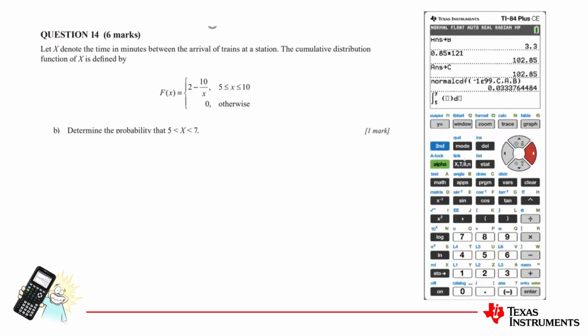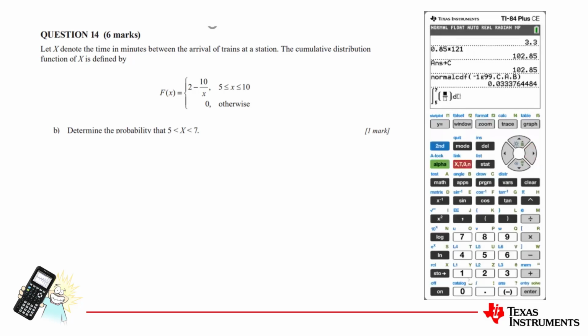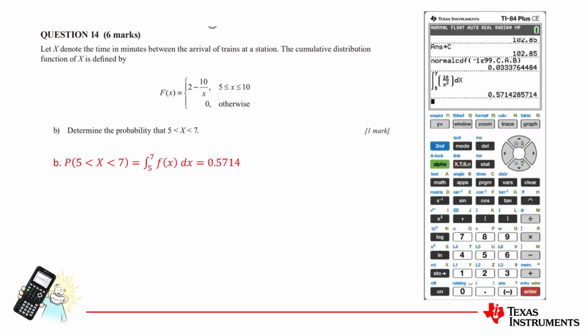My function is 10 over x squared, and I'm integrating with respect to x. So I'm going to hit enter. There we go. There's my probability, 0.5714.